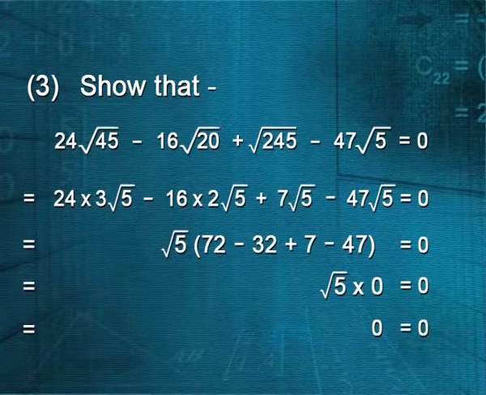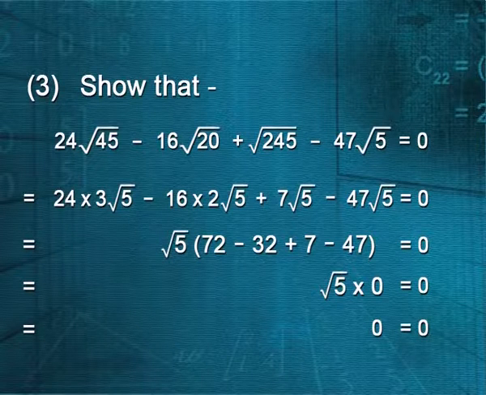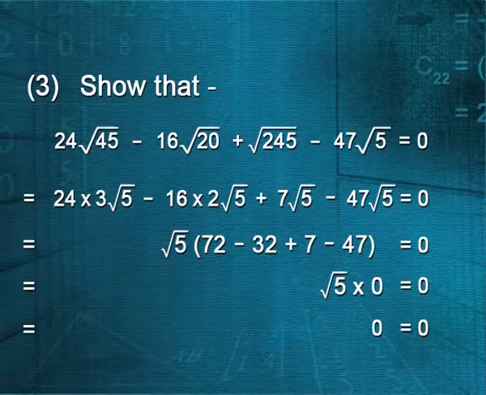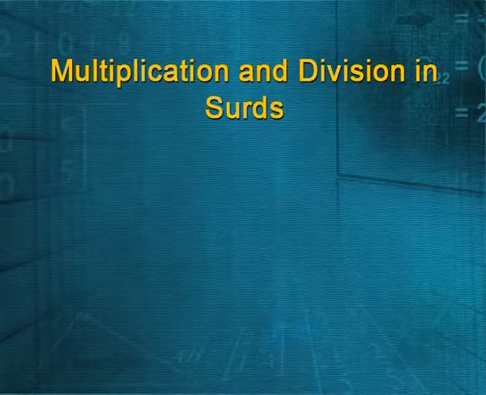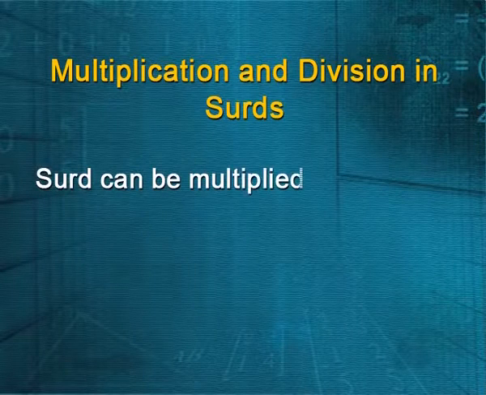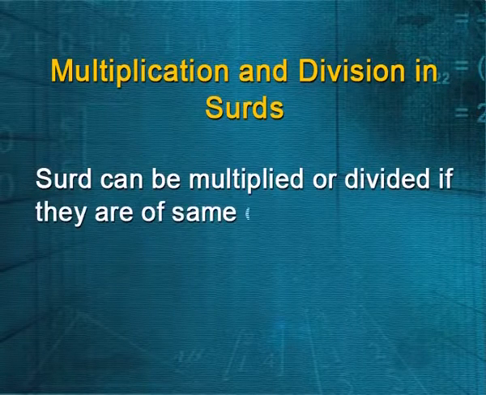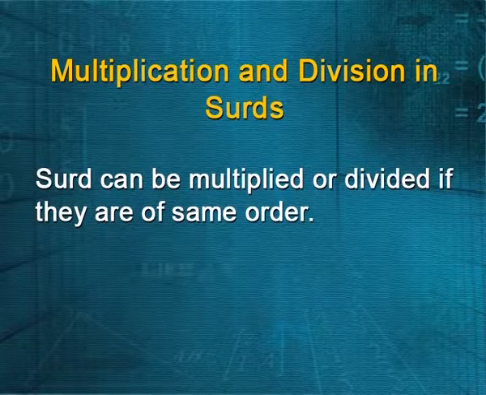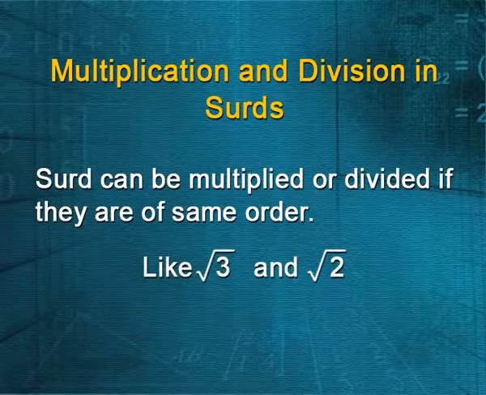Hence, we have proved that 24 root 45 minus 16 root 20 plus under root 245 minus 47 root 5 is equal to 0. So we see that in the case of addition and subtraction of surds, we take the irrational factor common and then we add and subtract. Let us see multiplication and division of surds. Surds can be multiplied or divided if they are of the same order. For example, we have under root 3 and under root 2. Both are square roots, therefore they can be multiplied and they can be divided also.